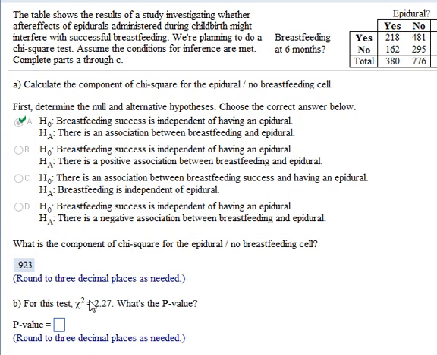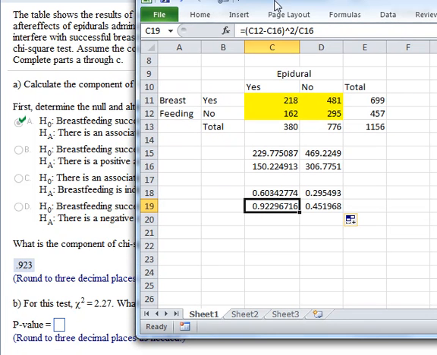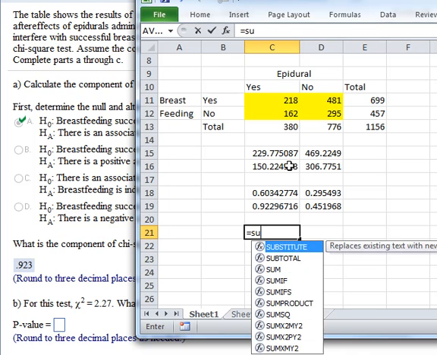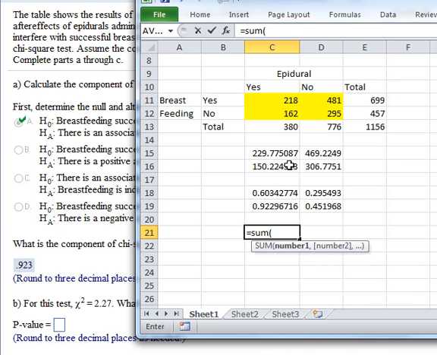Okay, now they went ahead and did the chi-squared value for you. Let me show you what they did. They just summed all of the numbers in the cell. So they just did equals the sum, and then parenthesis, to sum all of those components. And that's where they get that 2.27.